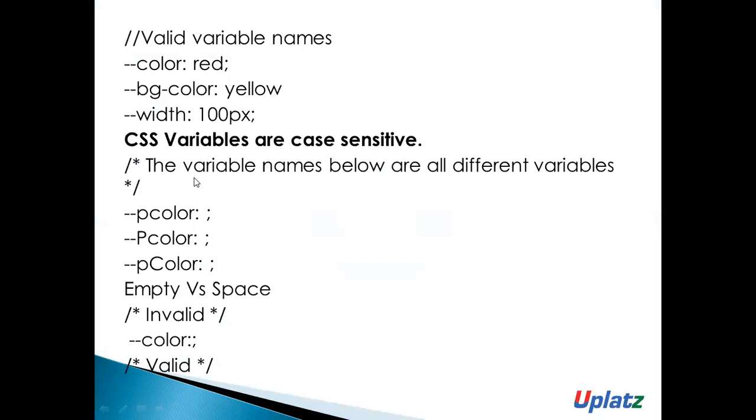So next, CSS variables are case sensitive. The variable names below are different variables. So P color. You can see capital P, small p, capital C like that.